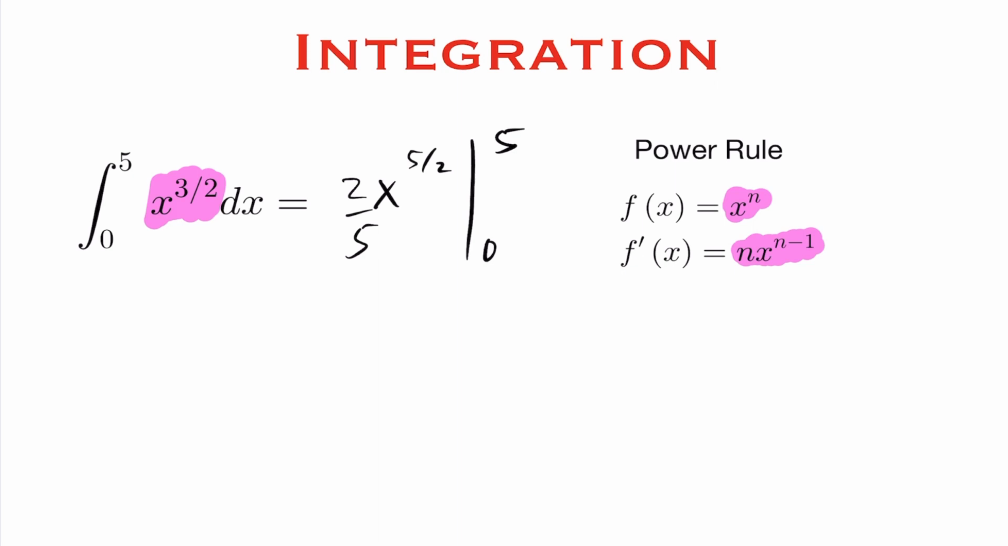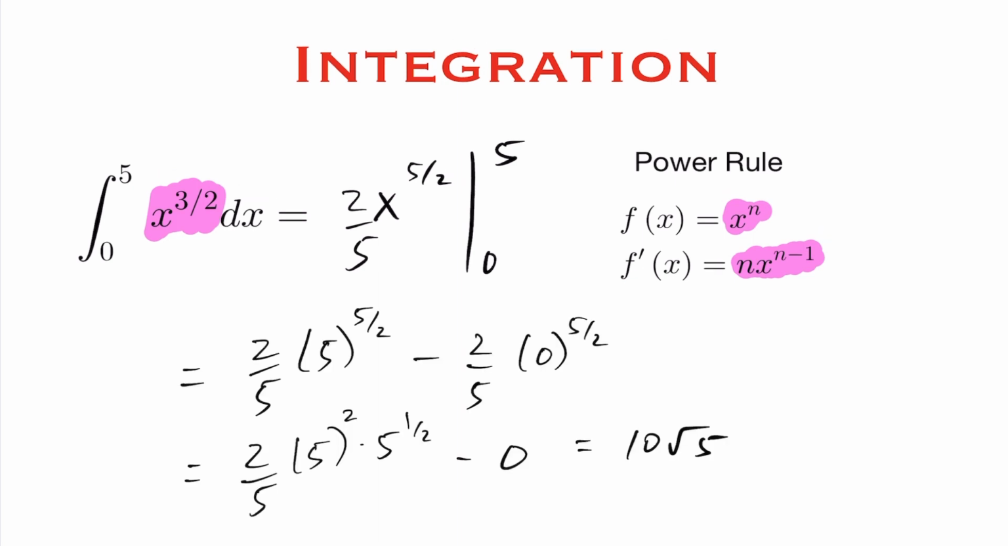Substituting this in and evaluating, we get the following. And you can see here I evaluate this function at 5 and then subtract the function at 0. If you take a look here at 0, this just becomes 0, so that's done. And then I have this expression here. I took the 5 to the power of 5 halves and broke it up into 5 squared times 5 to the power of a half. And we get some cancellation here, and we end up getting our final answer as 10 root 5.